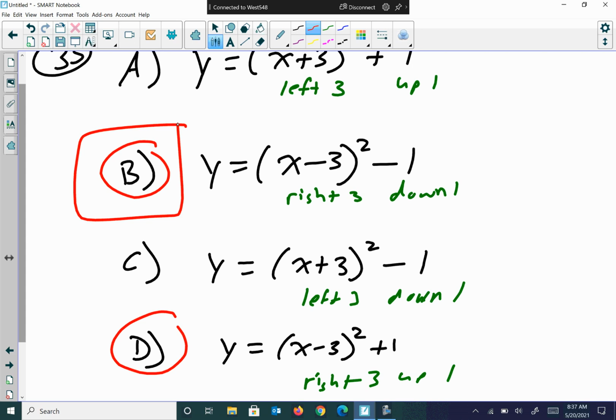I just had to realize that a normal parent function parabola happens at 0, 0. Ours went this way, like this. So what do we have to do from the red to the blue? Well, we went right. Okay, he said grouped. It goes the opposite way when grouped, right or left. Okay, so that's why B works.